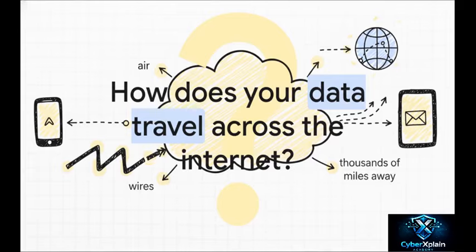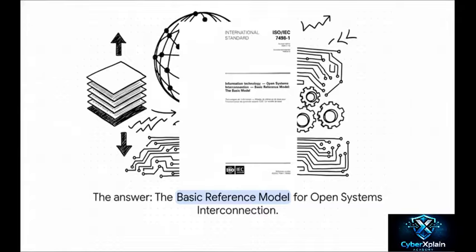So let's just pause and think about that for a second. You tap send on a message, right? How does it just magically appear on someone else's screen, maybe halfway across the world? It travels through the air, through miles and miles of cable, and it gets there almost instantly, and perfectly intact. What's the secret sauce behind all of that? Well, the answer lies in this foundational standard, basically a universal blueprint that everyone in the world agreed to follow.